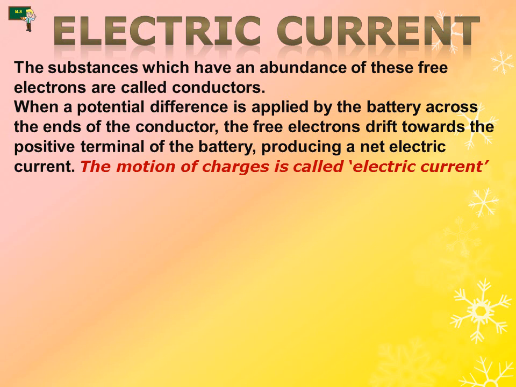When a potential difference is applied by the battery across the ends of the conductor, we saw that the conductor has two ends, one positive and another negative. The free electrons drift towards the positive terminal of the battery, producing a net electric current. That's why the motion of charges is called electric current.